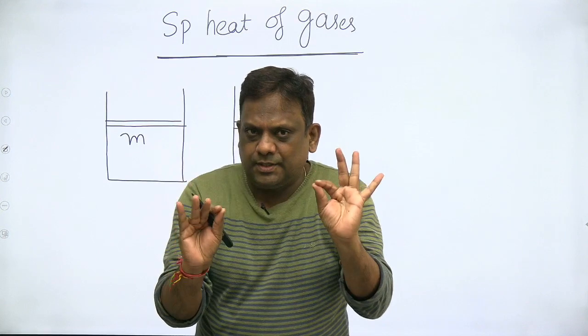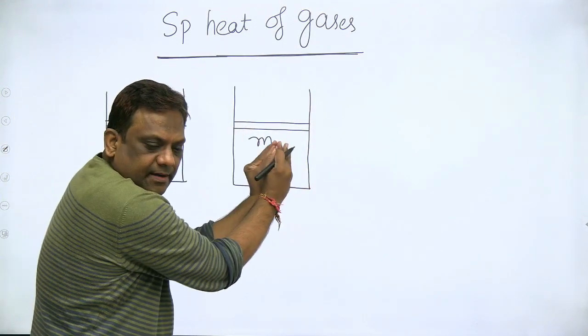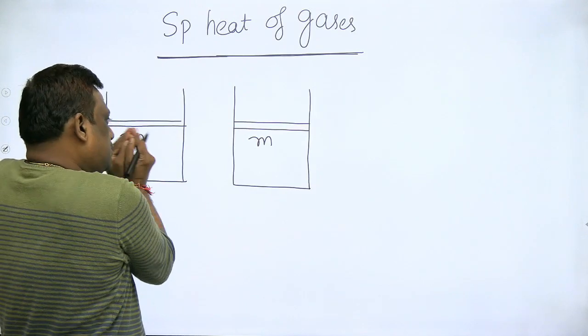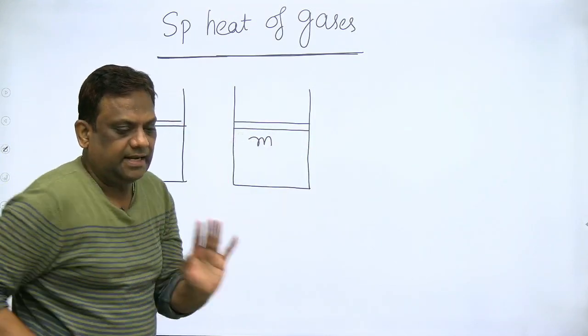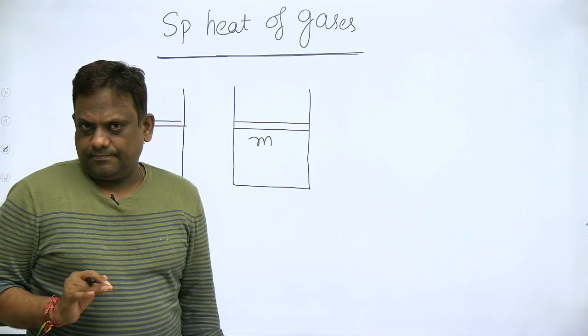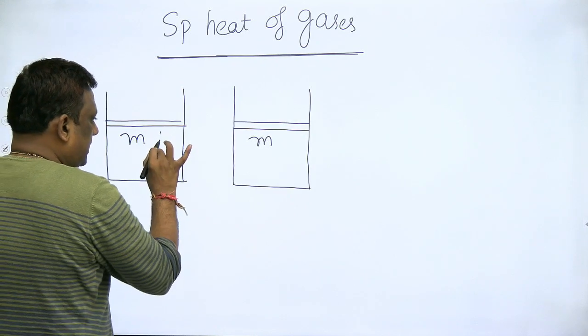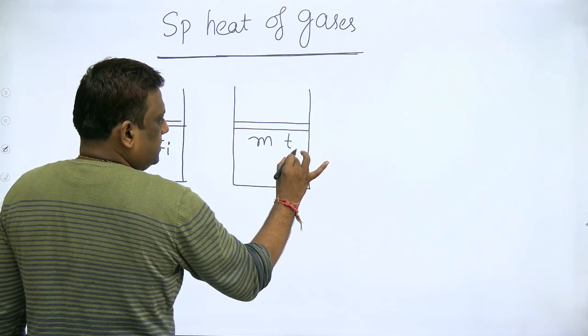I repeat, my dear students. If I take air, here also I am taking air. If I take oxygen, here also it is oxygen. If I take argon, here also it is argon. That is the meaning here. And I am taking the same mass. Let the initial temperature be Ti.